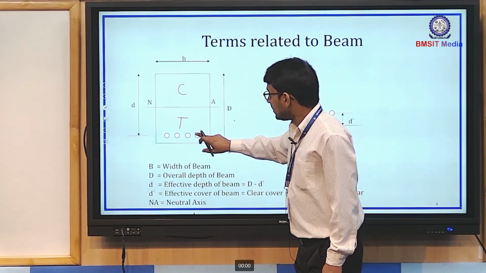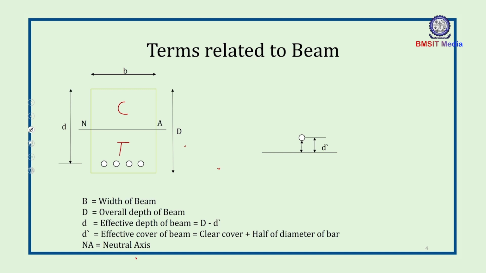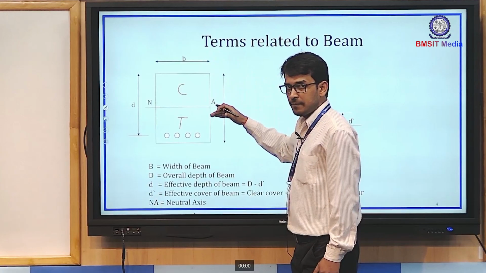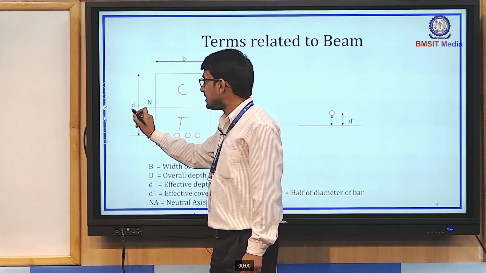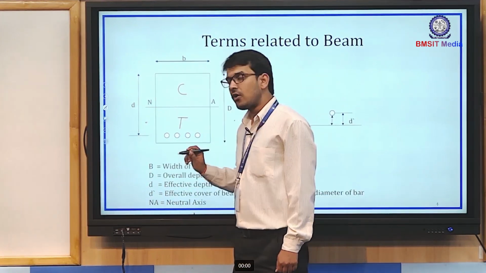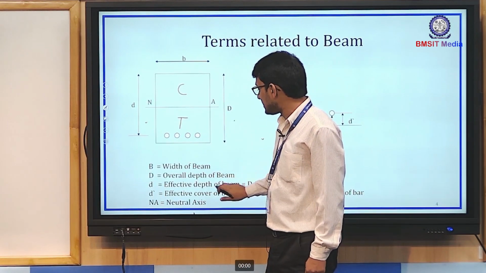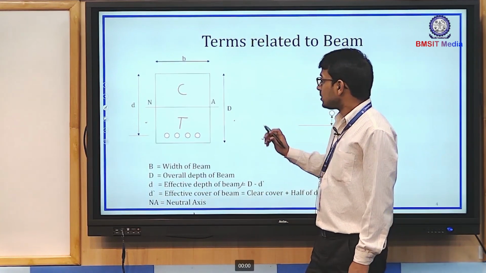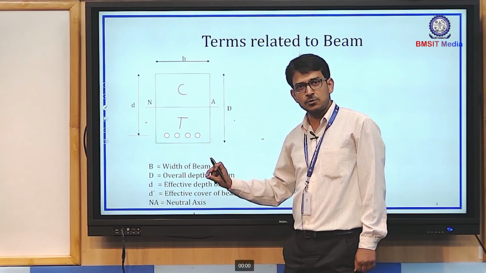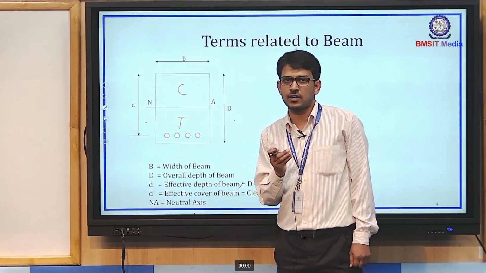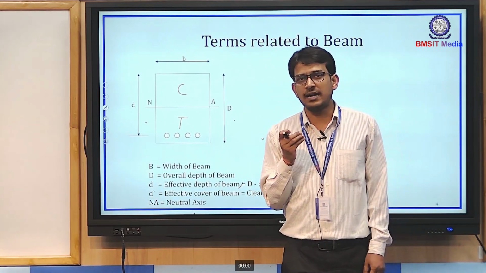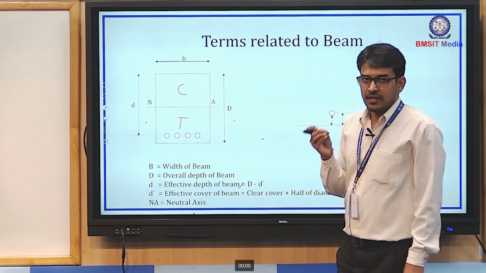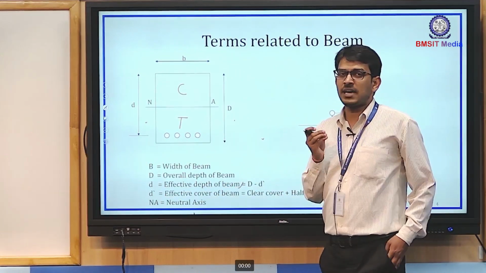Now the distance up to the center of that reinforcement from the top surface of the beam is indicated by the small d, and this small d is known as the effective depth of the beam. So when we are providing the reinforcement, to calculate this effective depth of the beam we require some values, and those values we are taking from IS 456.